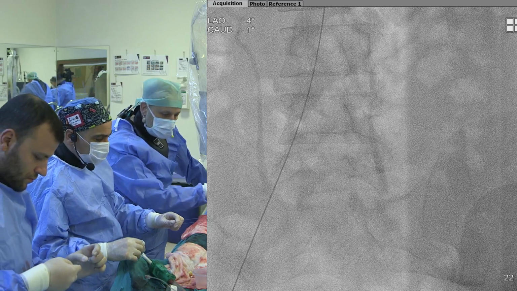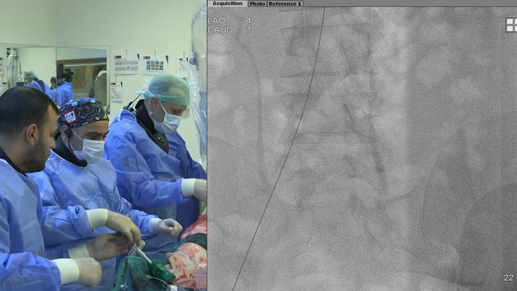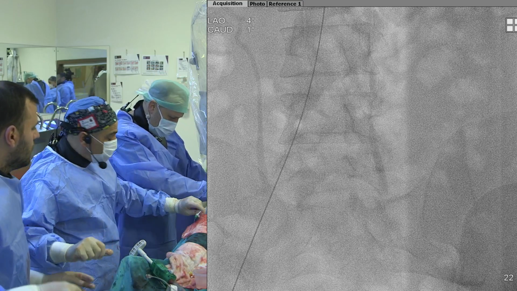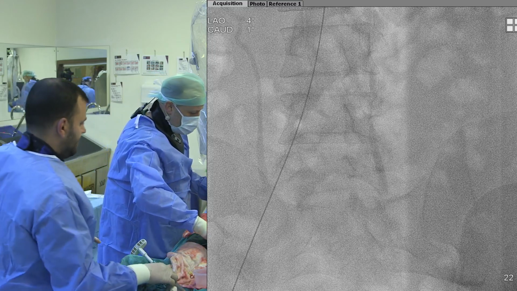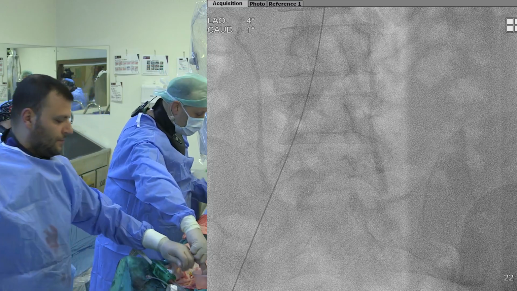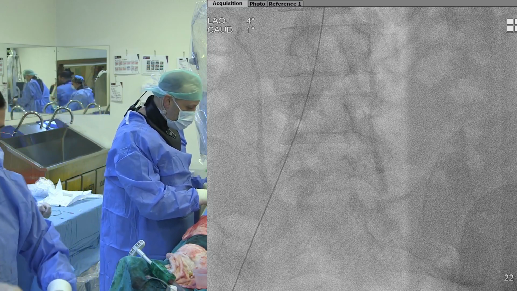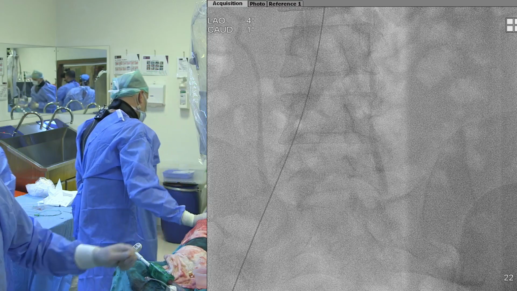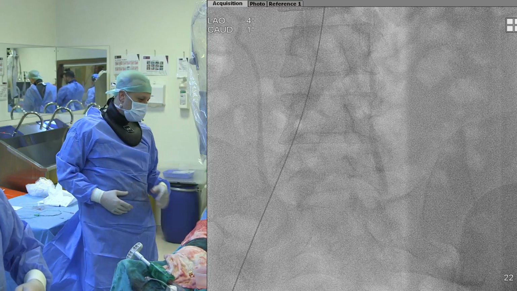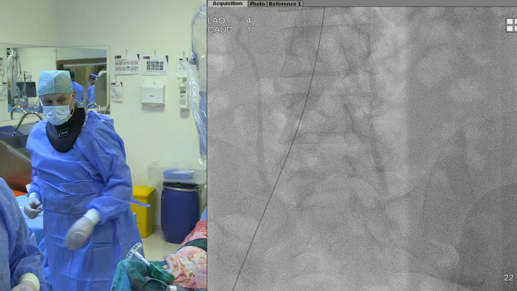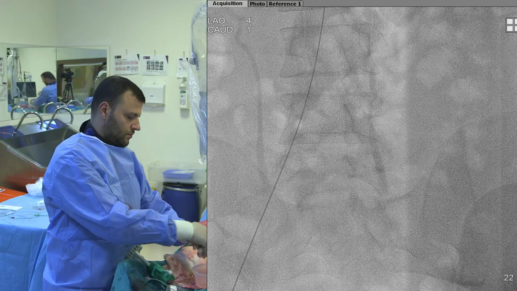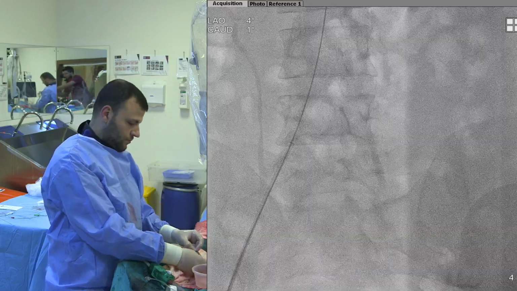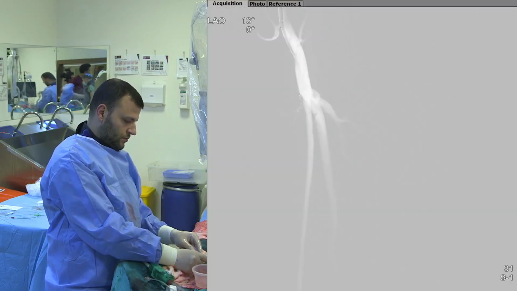We are in the other side of the collaterals, and we have carefully pulled back the balloon backward and made some injections. We see that we are in the true lumen at that level. Then we crossed. On roadmap, we crossed the tibialis anterior artery, as you imagine. Then we had balloon dilatations.